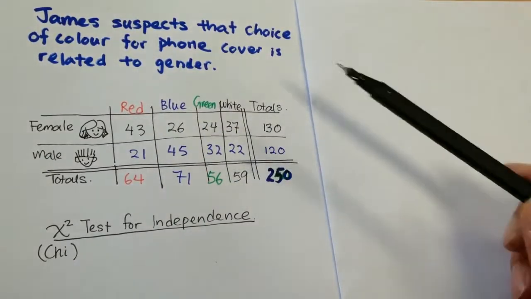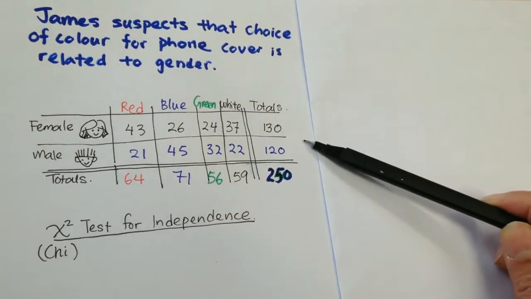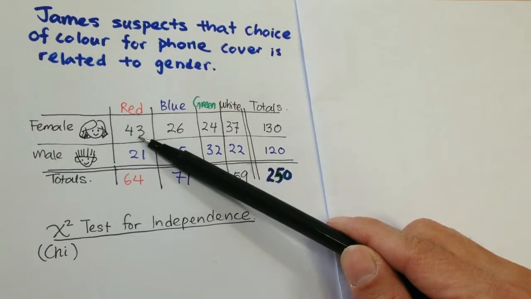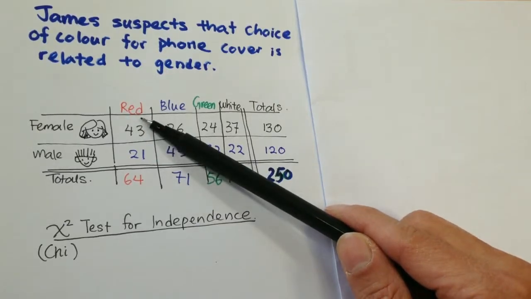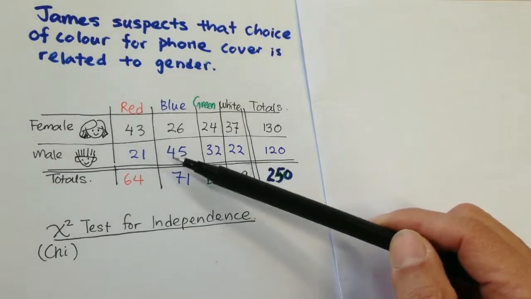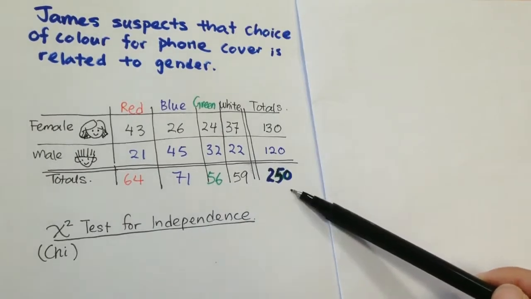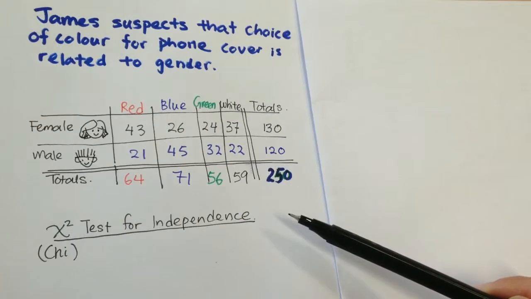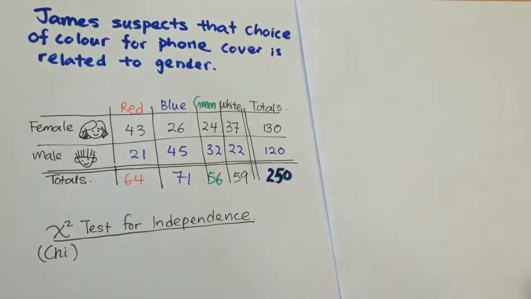And let's say James, the student who is interested in this particular question, could have collected this set of data where, for example, there are 43 female who prefer to have the red phone cover, 45 male prefer blue phone cover, and so on, with a total of 250. So in order to do this particular test, you could use something called the test for independence.